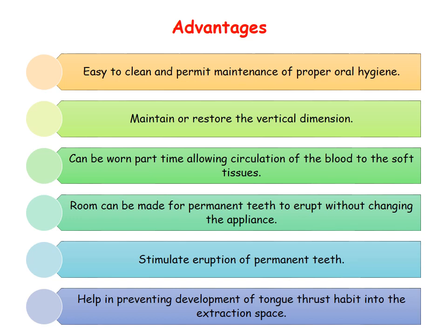The advantage of a removable space maintainer is that it's easy to clean and permits maintenance of oral hygiene. It maintains or restores the vertical dimension of occlusion. It can be worn part-time, so it allows blood circulation to the soft tissues. When there is eruption of the permanent tooth, room can be made for it to erupt without changing the whole appliance. It stimulates the eruption of the permanent teeth, and it helps in preventing the development of tongue thrust habit into the extraction space.